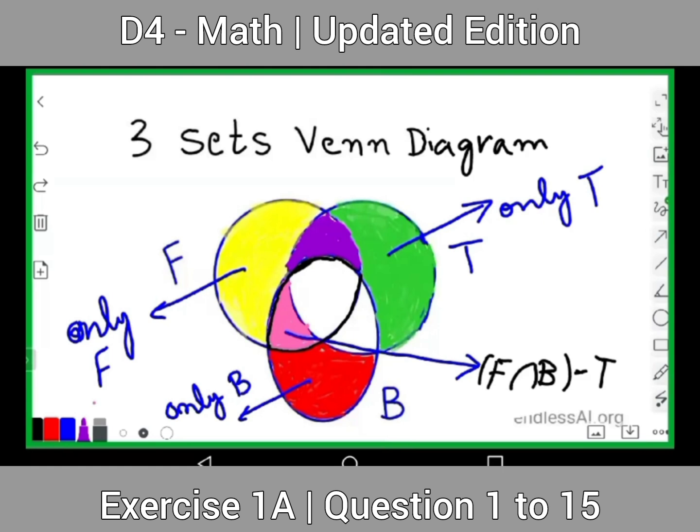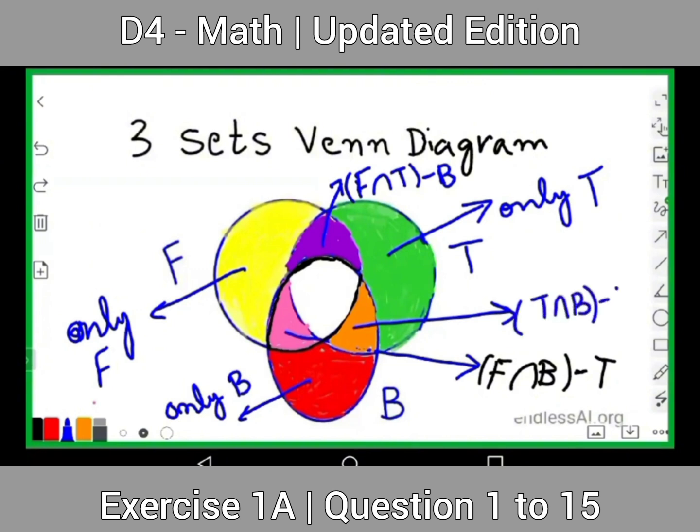Now you should probably get the next region correct. This region colored in purple includes students common to football and tennis, but it excludes basketball. So it will be F intersection D minus B. And now what about this orange region? It will be D intersection B minus F.